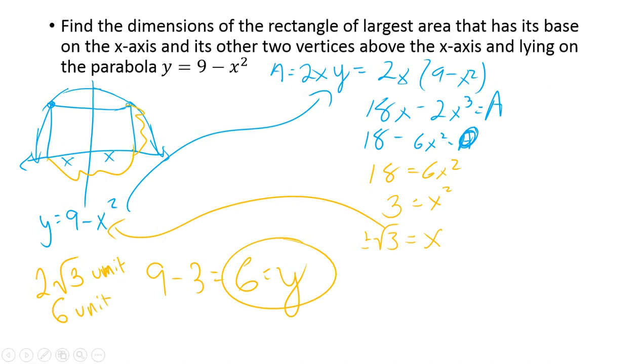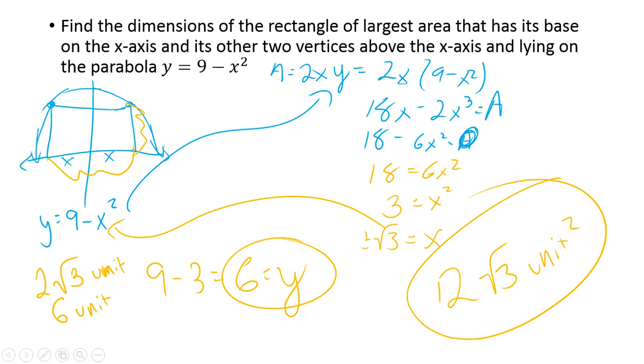Now what is our total area? Just multiplying them together, it's 12 root 3 units squared. So that is the largest area possible with this rectangle inside this parabola. All right. Cool.